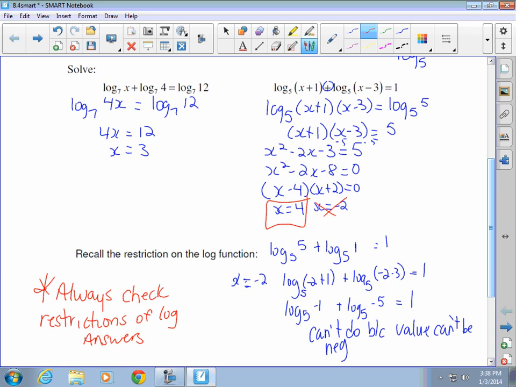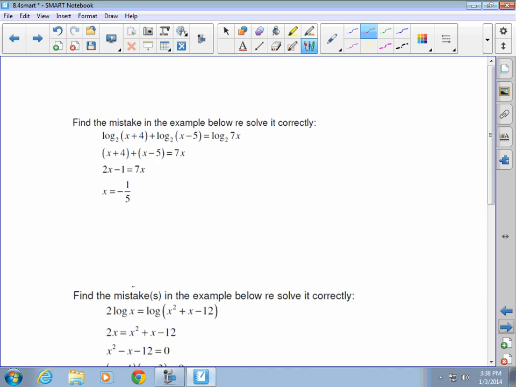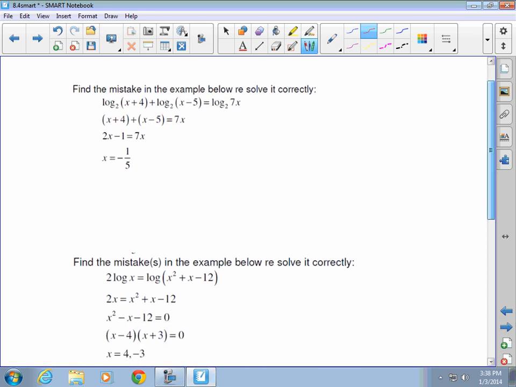Okay, next example. We're looking for errors that were made in this. It says, find the mistake in this example, and then we want to solve it correctly. So I have log base 2 of x plus 4 plus log base 2 of x minus 5 is equal to log base 2 of 7x. So they went x plus 4 plus x minus 5 is equal to 7x. So what they've done is they have dropped the logs already, and that is their mistake.